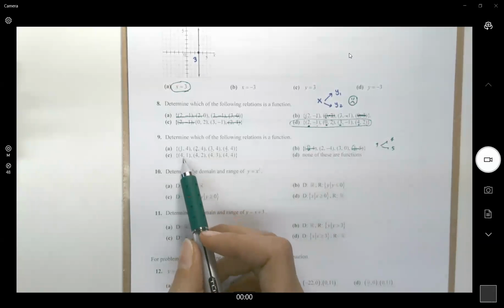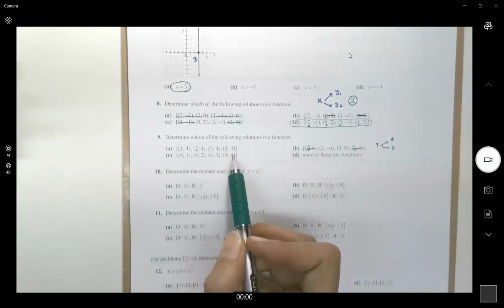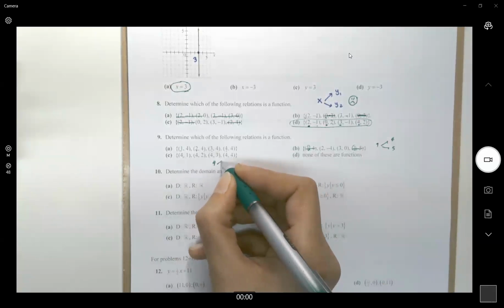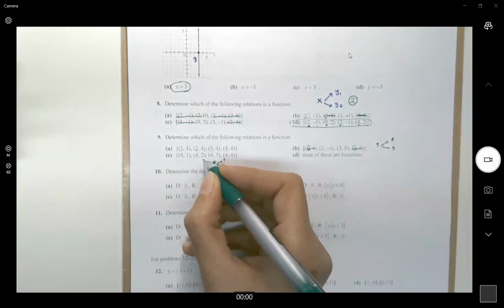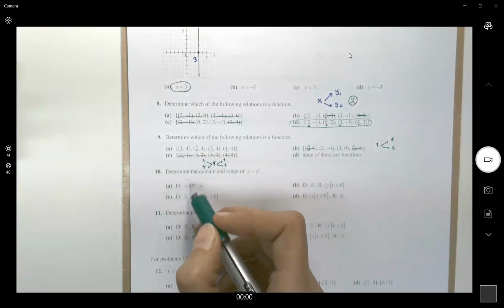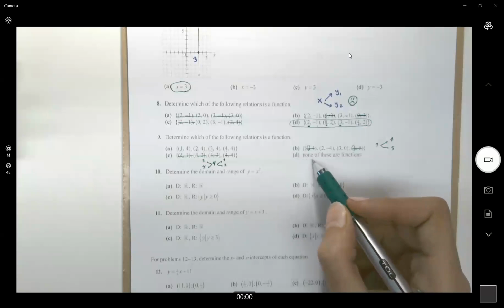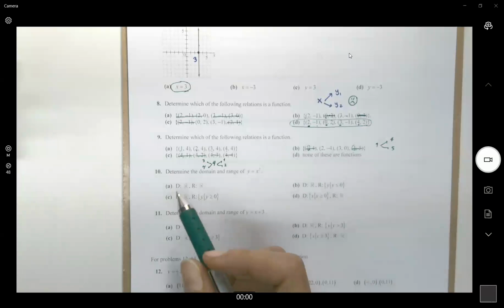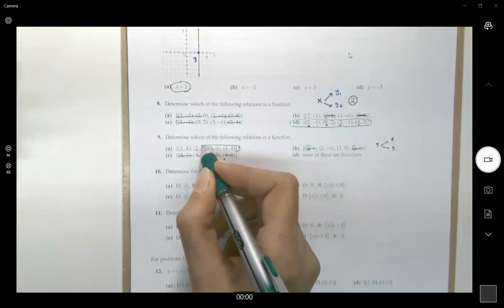What about C? Here I have 4, which is associated to all of these y values. 4 has more than one y value, so it's not a function. So again, all of these points make this not a function. What about this case? It says none of these are functions. But take a look at number 9. For A, it is a function. It's defined a function for us.